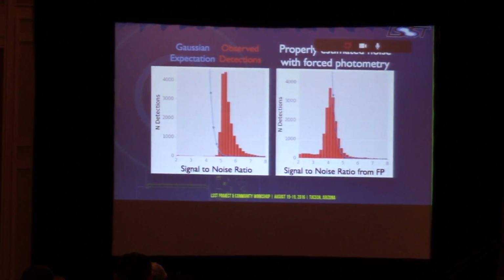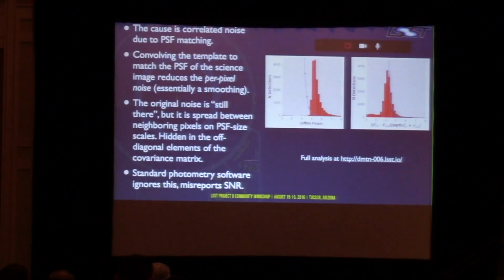And what you see is that this massive increase in false positives actually occurs more at a signal-to-noise of 4, 4.5. And it fits the profile that we expect from Gaussian random noise. But for some reason, the stack is reporting that the significance of the detection is much higher. So we understand what causes this.